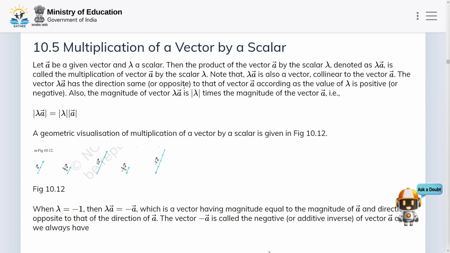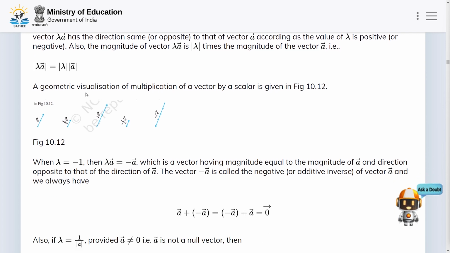So if you have to find the magnitude of this, it is written in mathematical form too. This is the magnitude of the scalar multiple of vector A, which is the same as the absolute value of lambda times the magnitude of vector A. Now a geometric visualization of multiplication of a vector by a scalar is given here. So A is this.